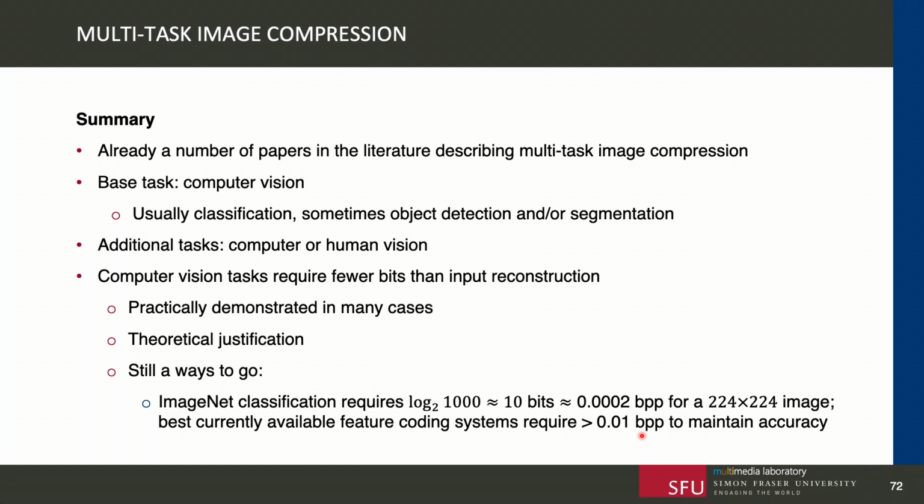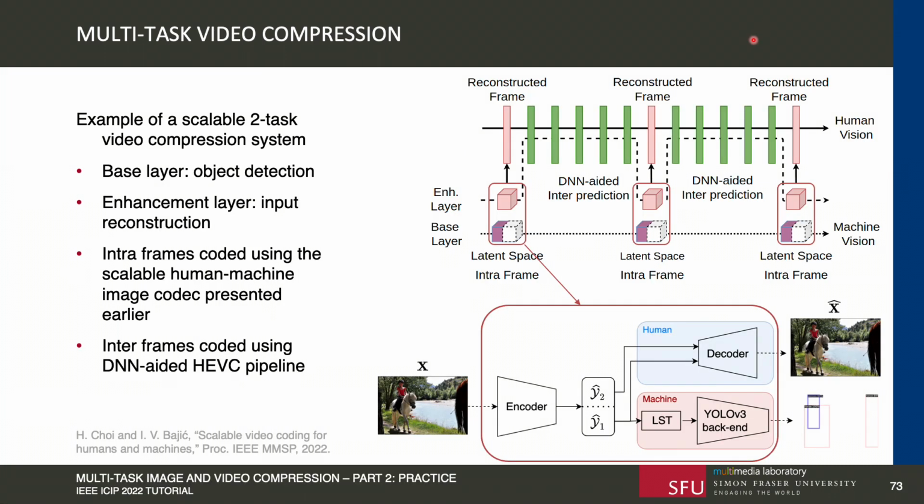So next we're going to switch to multitask video compression, and there's far less work on that topic for now, but there are a few papers and we're going to describe them briefly. So here's an example of a system for 2-task video compression built upon this concept of latent space scalability. The base layer is dedicated to object detection, and the enhancement layer supports input reconstruction for human viewing.